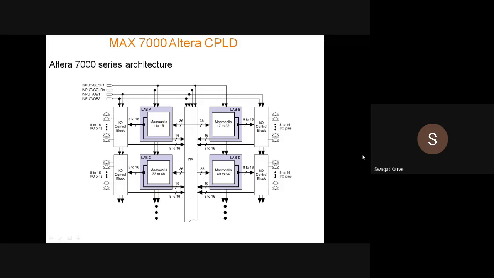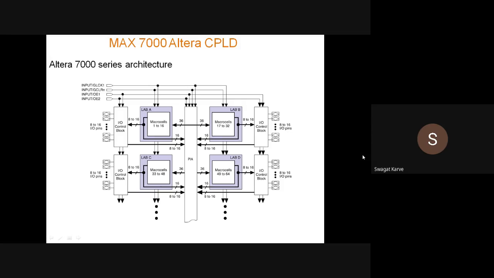You can see it has macro cells, right? It has 4 labs: lab A, lab B, lab C, lab D. What do we mean by lab? That we will discuss later. Then it has IO control blocks, 4 IO control blocks, and it has PIA, that is programmable interconnect array.